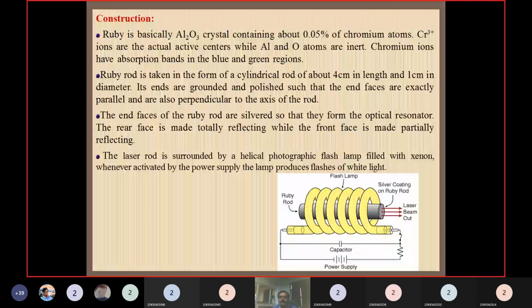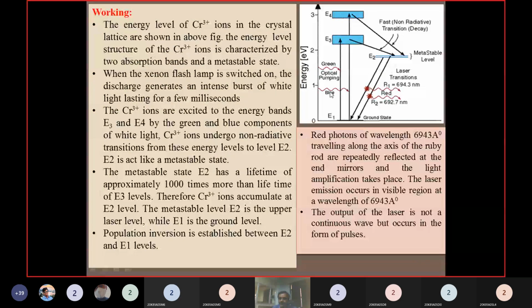If you supply the blue, what is the frequency of blue? 6.06. Green is 5.54. So their energy depends on their frequency. What happens if you supply that much energy? Those atoms go to the higher energy states. These ground state atoms will go to the higher energy state.